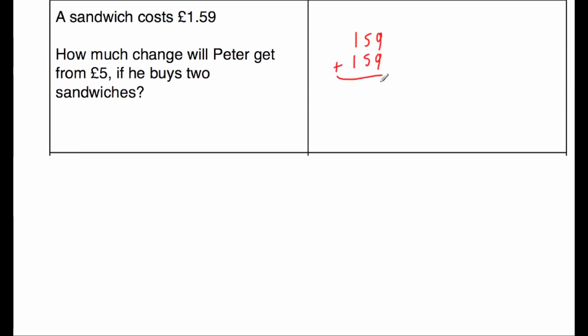So 9 plus 9 is 18. Put the 8 down, carry a 1. 5 plus 5 is 10 plus 1 is 11. Put a 1 down, carry a 1. And 1 plus 1 plus 1 is 3. So 2 sandwiches cost £3.18.